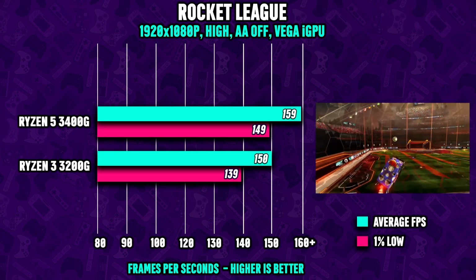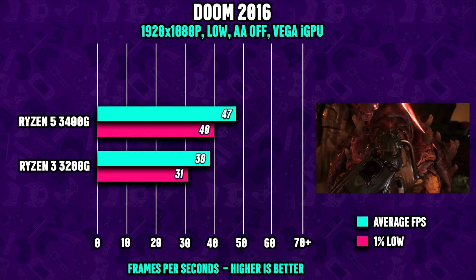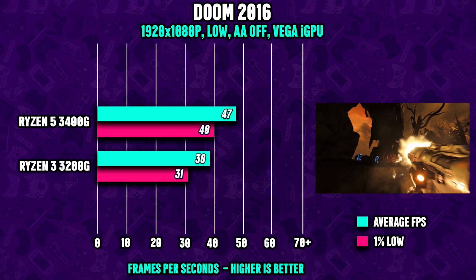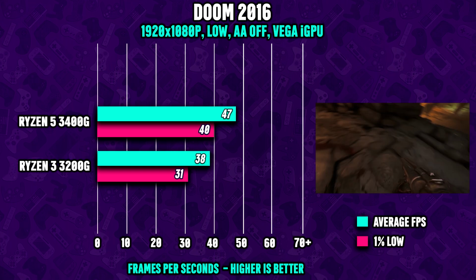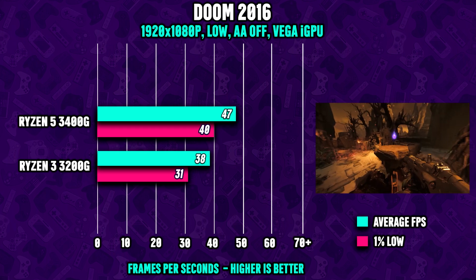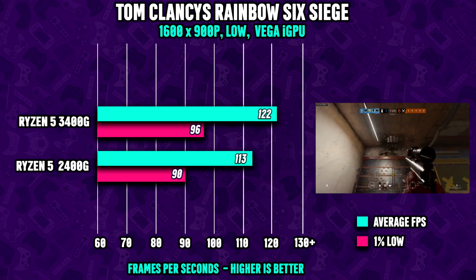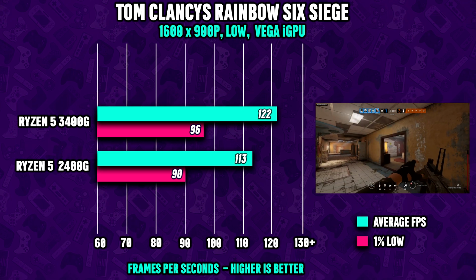First up, we've got Rocket League and Doom from 2016, stacked against the $99 3200G. That is the cheaper, slightly slower little brother, with fewer GPU cores, and it's also lacking SMT, which can be seen from these results. The rest of the games, guys, are running at 1080p and 900p, where the lowest graphics settings have been used.